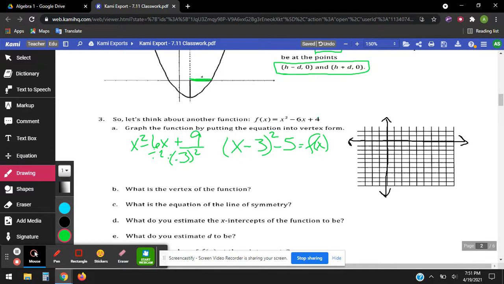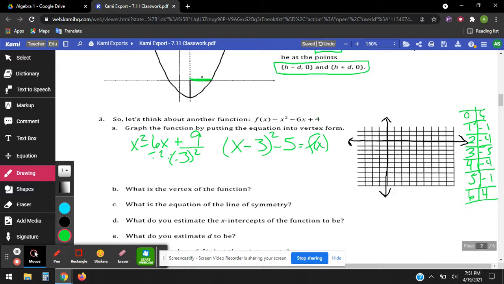vertex form, which means I'm going to want to... 1, 2, 3, 4, one more, 5. So I need 3 comma negative 5, which is 2, 1, 4, 5. So 4 minus 3 is 1. 1 squared is 1. 1 minus 5 is negative 4. 5 minus 3 is 2. 2 squared is 4. 4 minus 5 is negative 1. I better go one more because I want to see what these x-intercepts are. So 6 minus 3 is 3. 3 squared is 9. 9 minus 5 is 4.